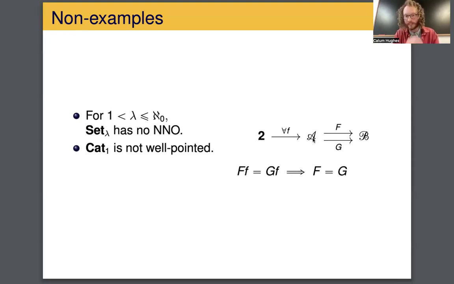So what is true is that if we have the same condition, if we take 2 to be the walking arrow, so just the arrow category, then if f equals g for all maps out of the arrow category, then we can conclude that f equals g. And this will feature in our two-dimensional version of the theory of the category of sets.